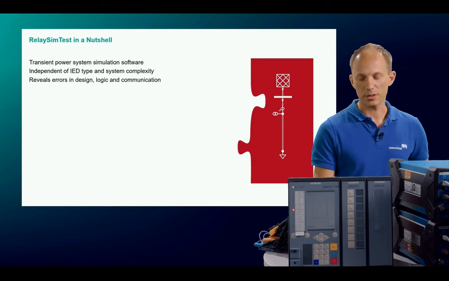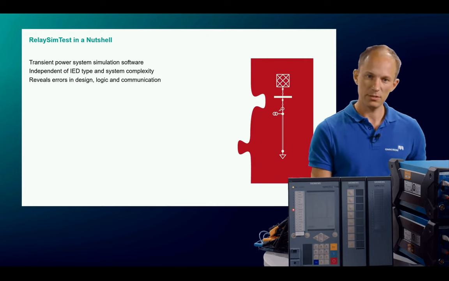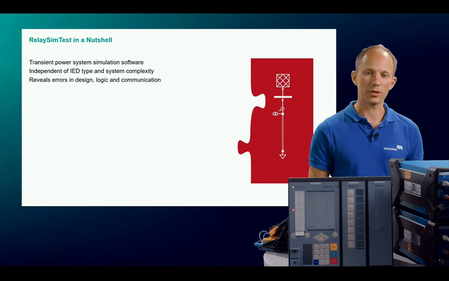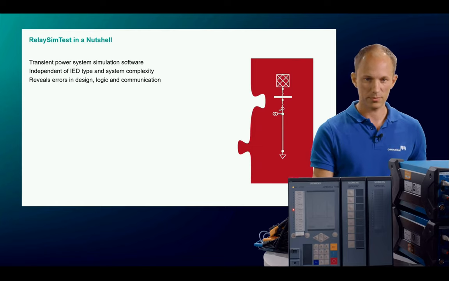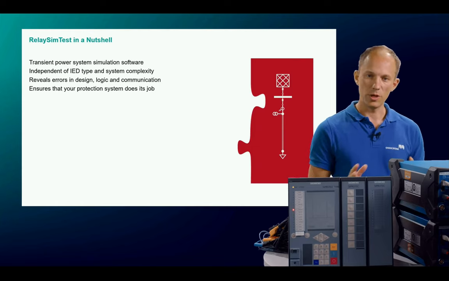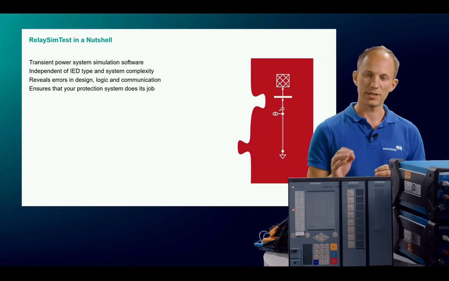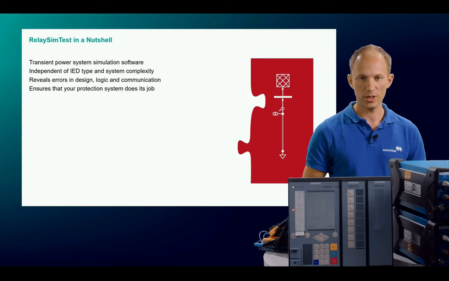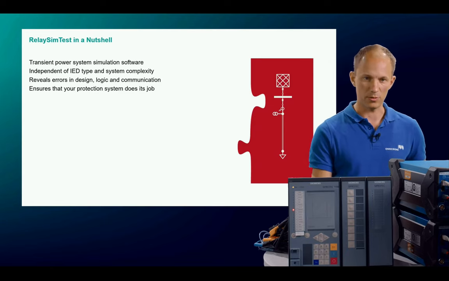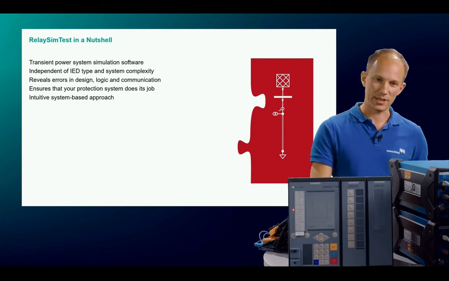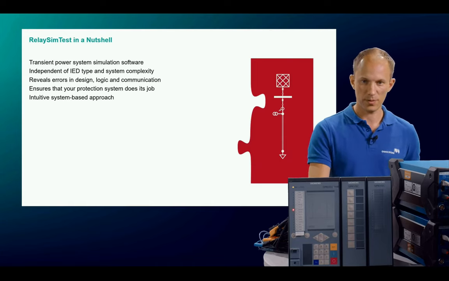So we can reveal with this software simulation errors in the overall protection design, if there are errors in the logic or maybe also in the communication between different protection devices. So overall, we want to ensure that the protection system does its job. So we do not care about single parameters of a protection device. We want to see that the overall system is working. Yeah, we call that a system-based testing approach. What we do with Test Universe is a settings-based testing approach.